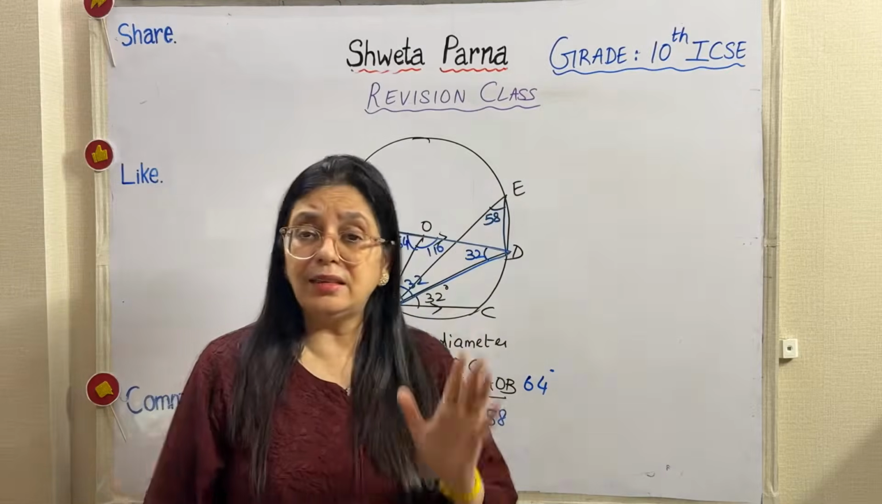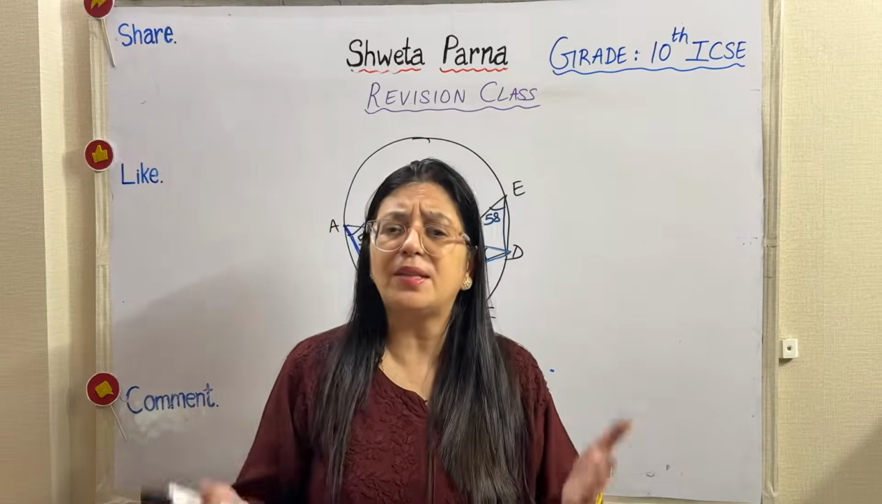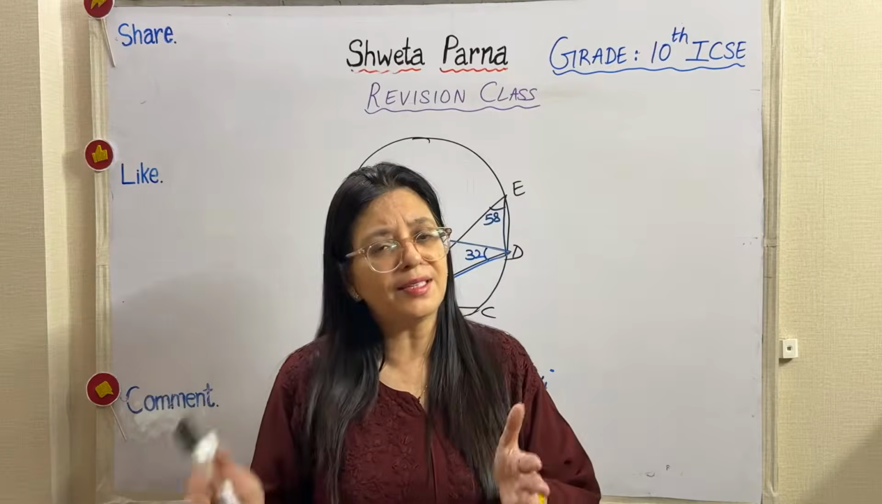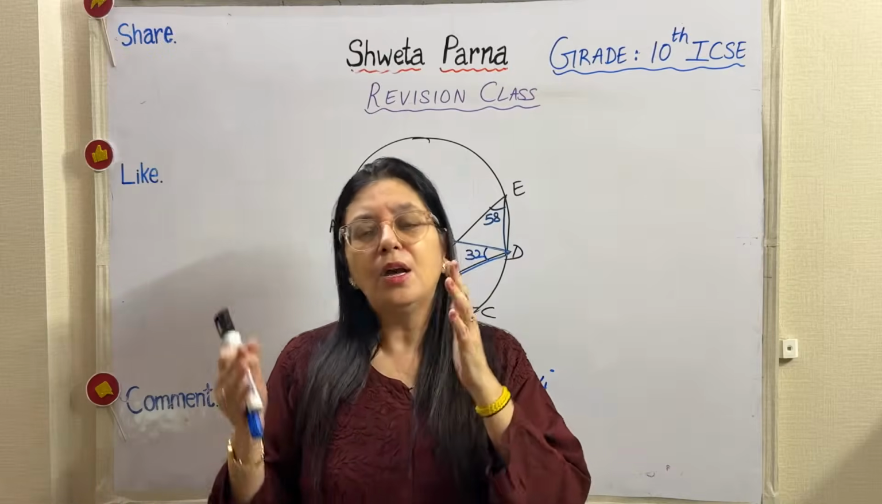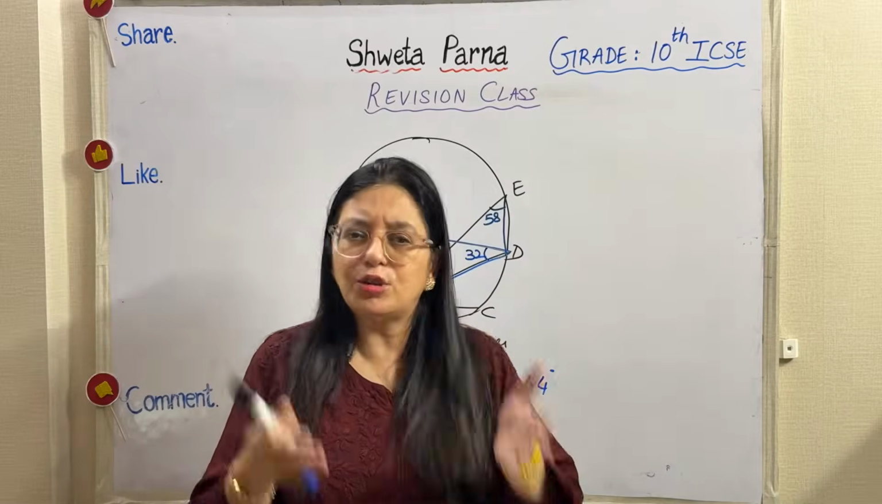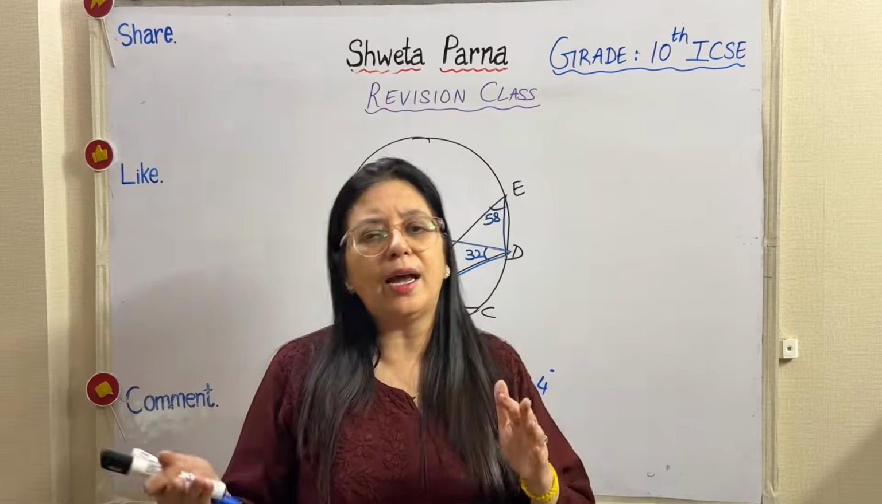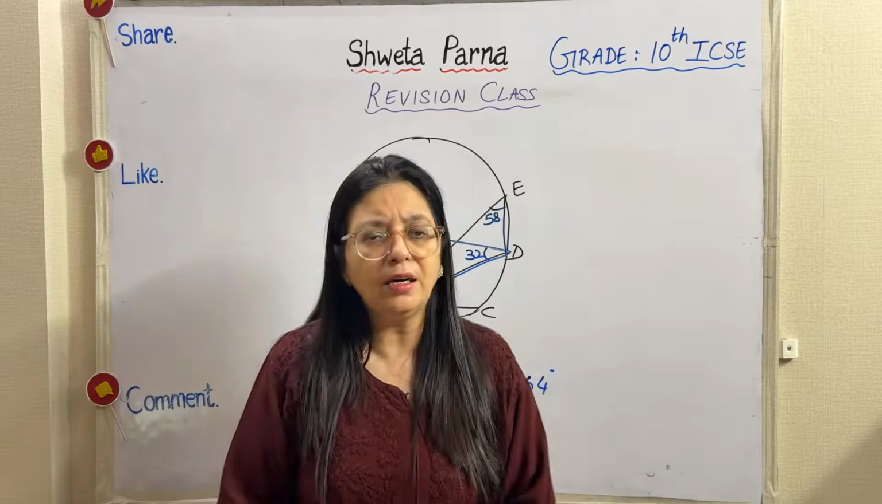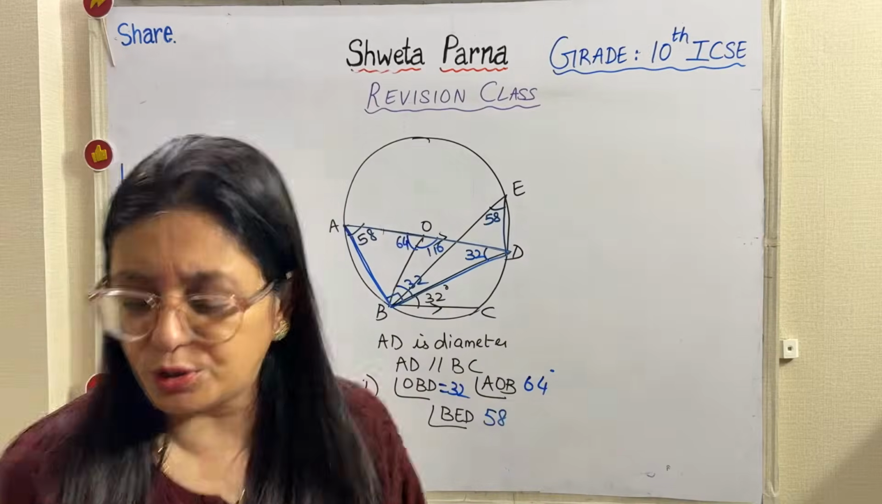Then angles in the same segment. What is the same segment? They have the same base. For example, as a parent, daddy has a son and daddy has a daughter. So the base is daddy, so both the angles will be equal. Clear? So let's move to the next question.